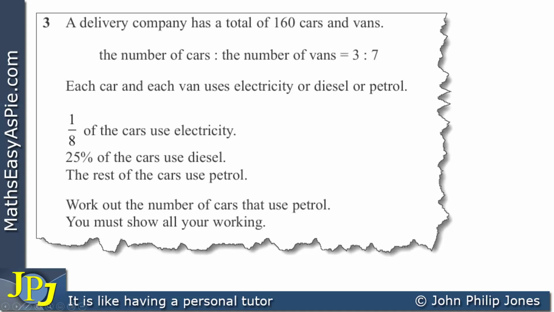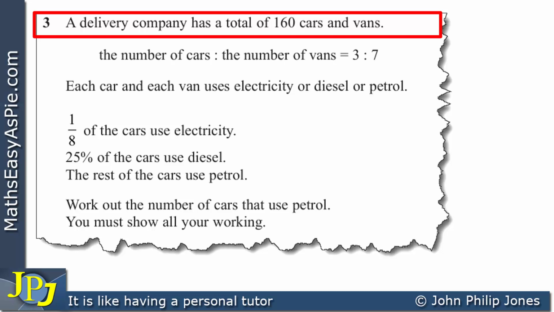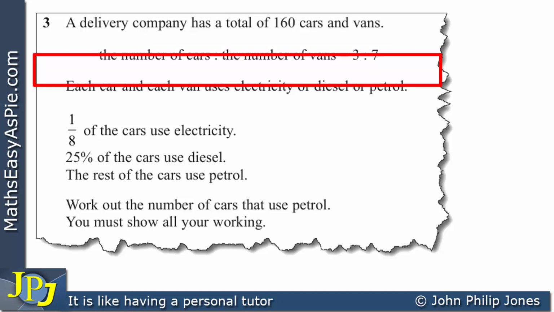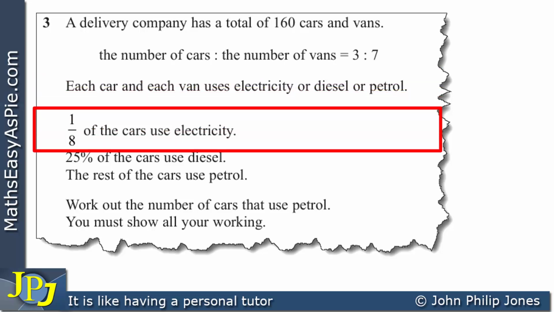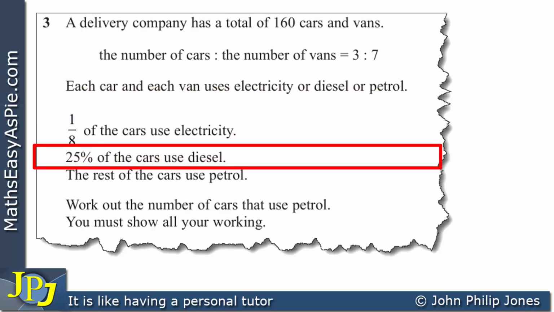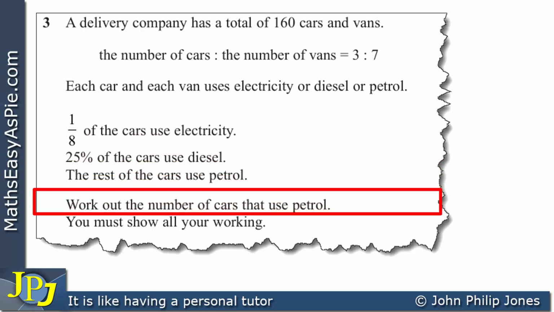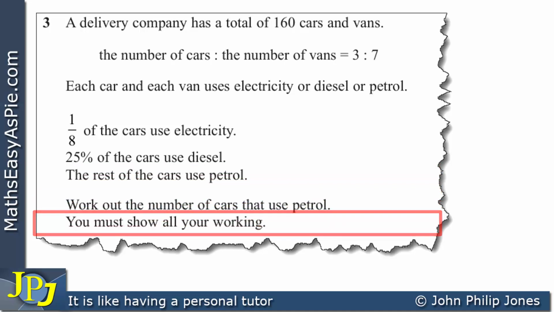Let's consider this examination question. A delivery company has a total of 160 cars and vans. The number of cars to the number of vans is equal to 3 to 7, which is the ratio, obviously. Each car and each van uses electricity or diesel or petrol. 1/8 of the cars use electricity, 25% of the cars use diesel. The rest of the cars use petrol. Work out the number of cars that use petrol. You must show all working.